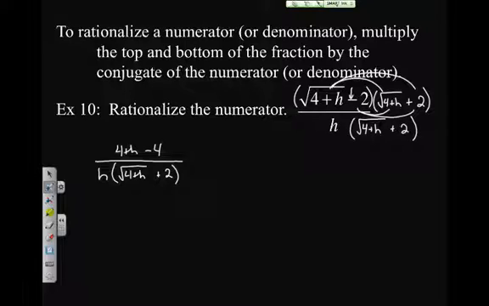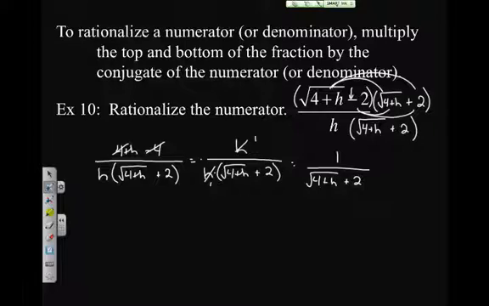On the top, 4 minus 4 cancels out. So now we have h over h times the square root of 4 plus h plus 2. And then notice we've got h times this on the bottom, and we have an h on the top, so they can both cancel. And so we get 1 over the square root of 4 plus h plus 2.